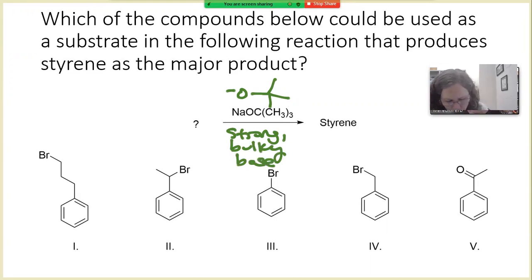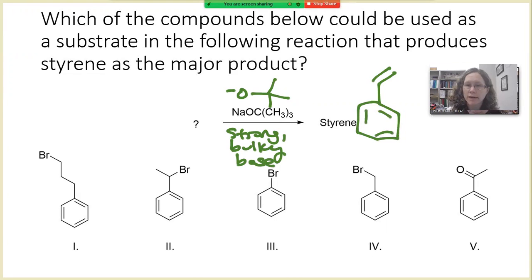And then styrene, our product, looks like this, where we have a pi bond adjacent to our aromatic ring. So now we have a bunch of the puzzle pieces sorted out, and we just have to figure out what starting material is capable of making styrene via this strong, bulky base. So let's take a look at some of our options.